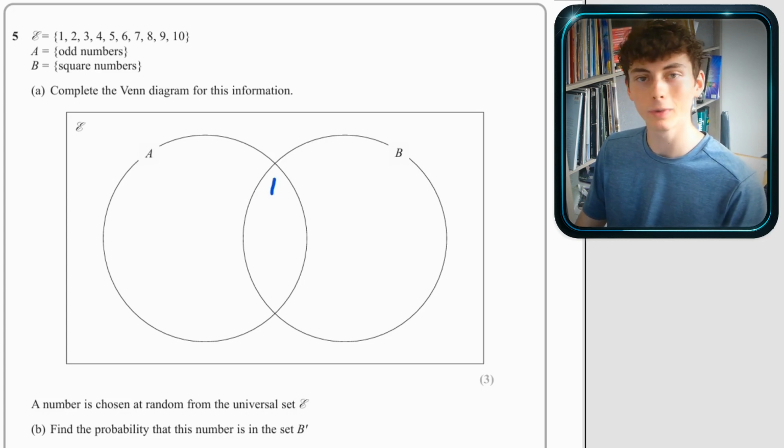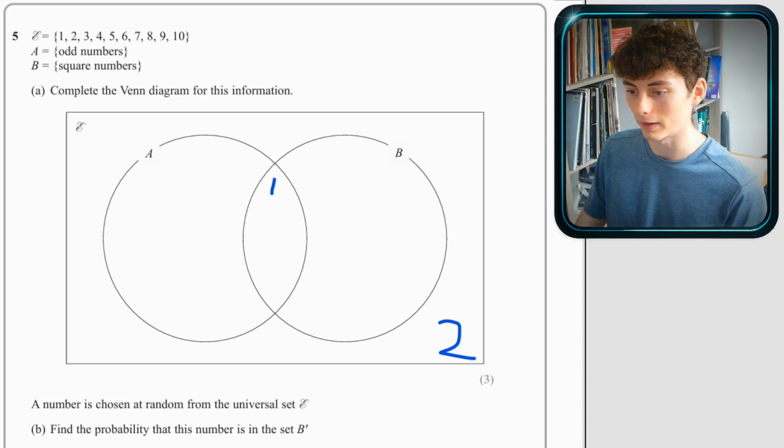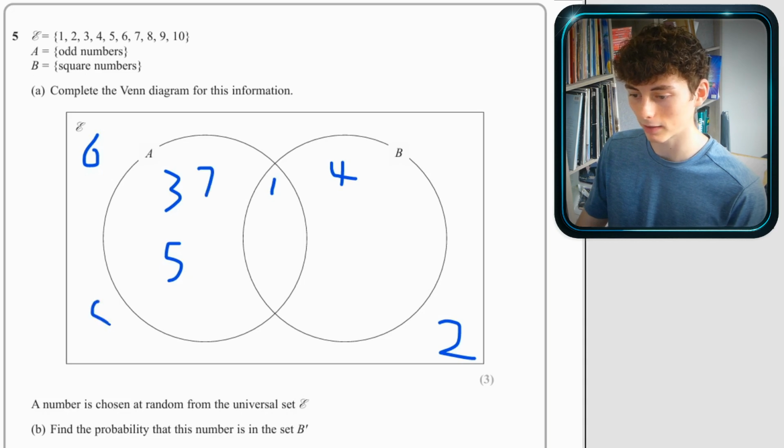Okay, 2. 2 is not an odd number and it's also not a square number, so we put it in this area around the outside. 3 is an odd number, but it's not a square number, so it will go in A. 4 is a square number, but not an odd number, so it will go in B. 5 is just an odd number. 6 is neither. 7 is just an odd number. 8 is nothing. 9 is a square and an odd number, so it goes in the centre. And 10 is nothing. Okay, that's good.